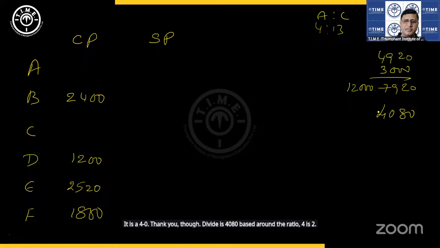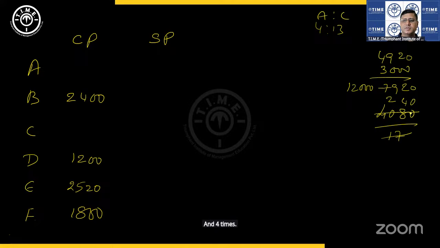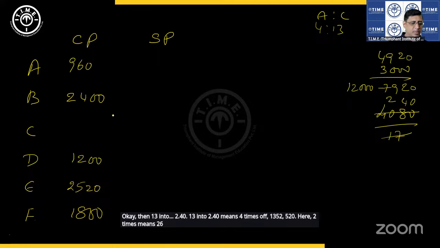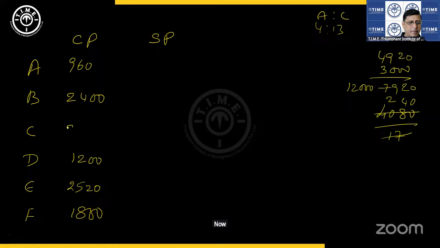Divide this 4080 based on the ratio 4:13. The sum of the ratio is equal to 17. The sum of the ratio 17 means now it goes how many times? 17 twos are 34, and 4 times, 240. 240 into 4, that is 960. Okay. Then 13 into 240. 13 into 240 means 4 times of 13, 52, 520. Here 2 times means 26. By adding these values, now it is 3120.